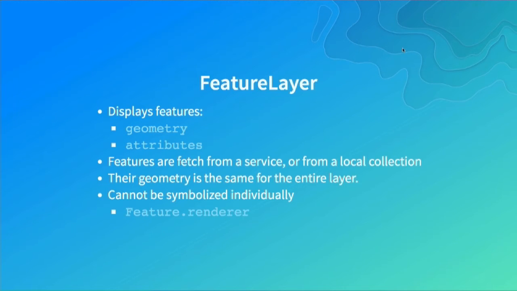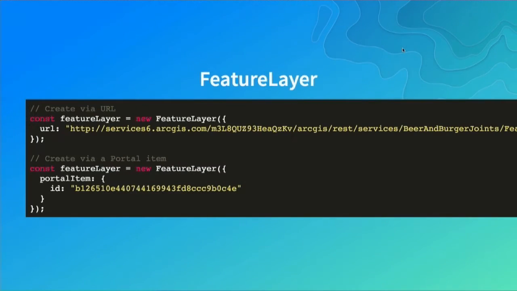And you can't, I've seen people try and do this every now and then and ask me why, but you can't put a graphic with a symbol into a feature layer and have it honor that symbology. It's going to use the renderer to go ahead and display the graphic as the feature layer wants to display it. So you create a feature layer a couple different ways.